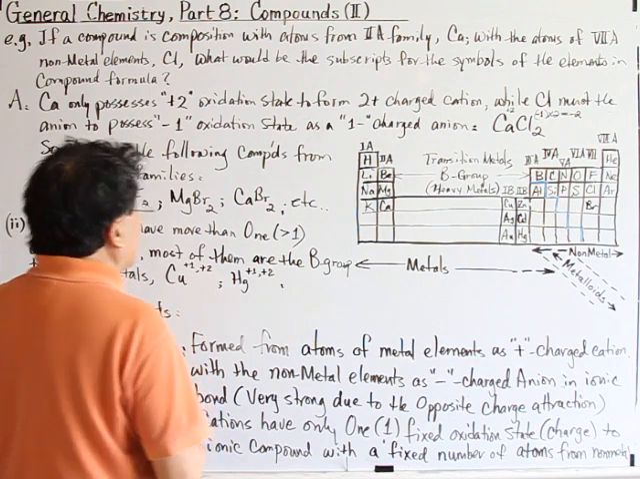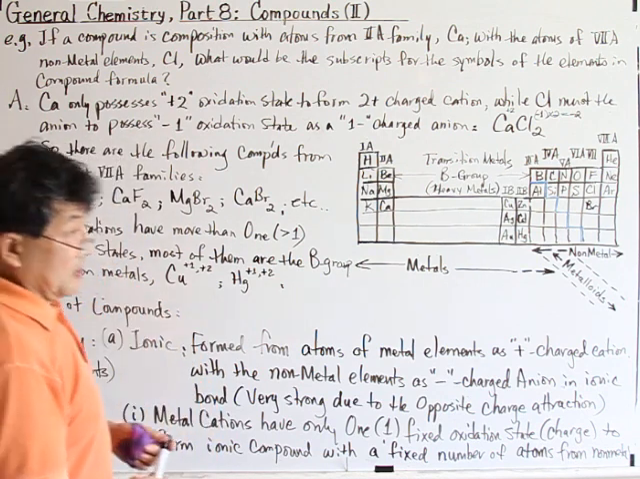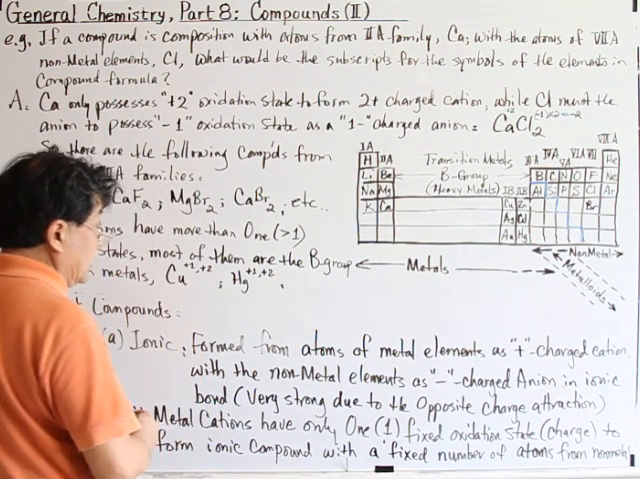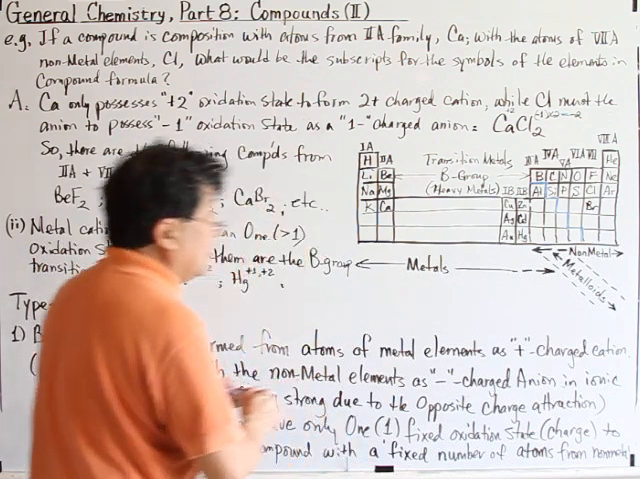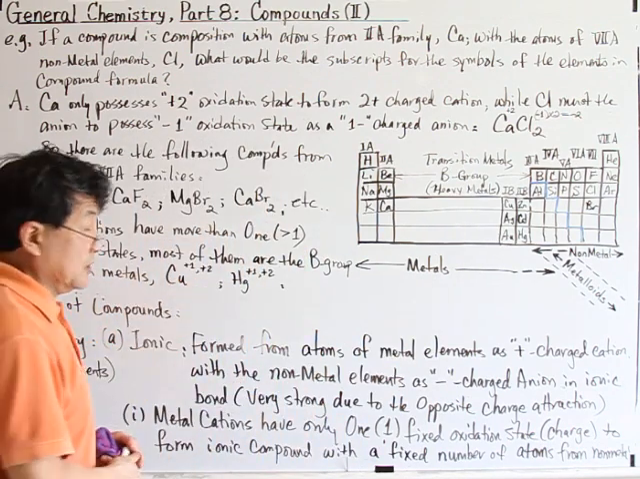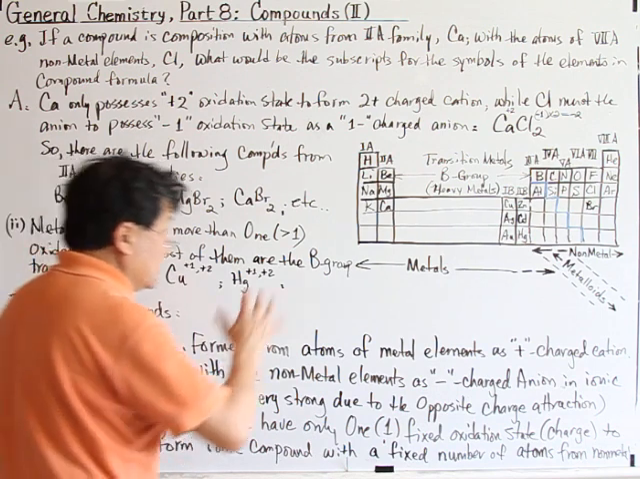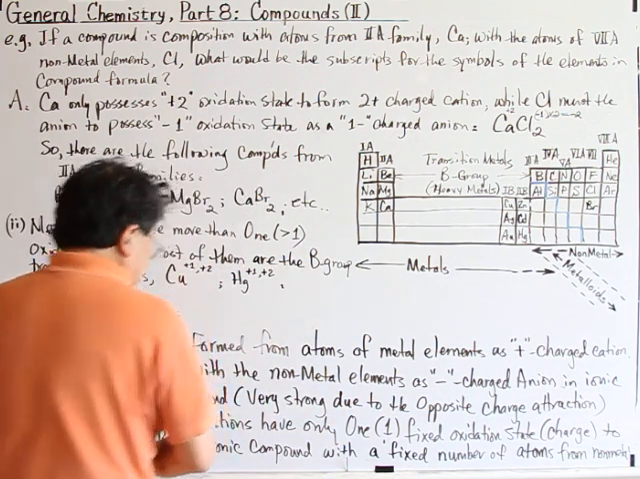What is the possibility for them to form compounds? That's the second type. They may form more compounds because they have different types of combination with anions. So let's see what we have.